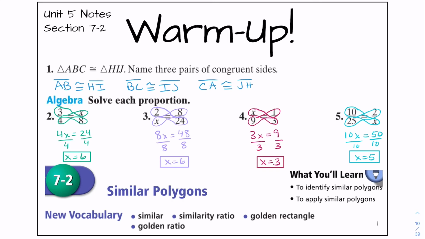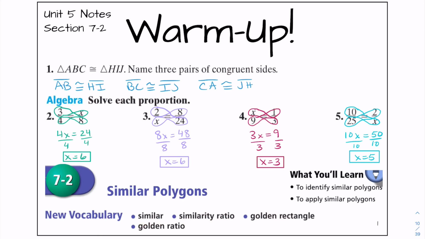I already did the warm-up, so feel free to pause the video at this time and complete it. And if you would like to, and now that we're continuing, I just wrote out my 3 congruent sides here. I just solved all 4 proportions. We're extending this idea of ratios and proportions to similar polygons. We're going to talk about similarity ratio.